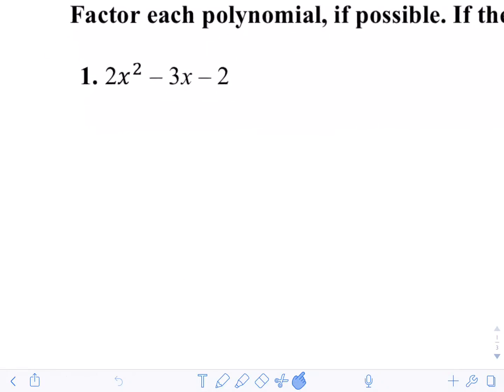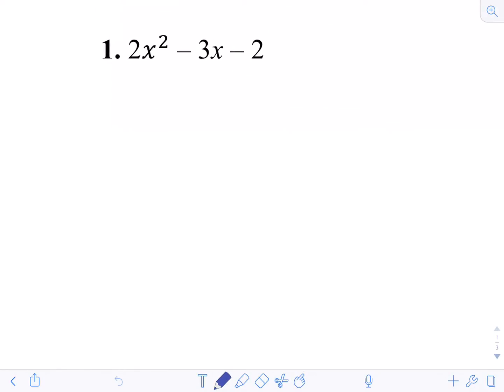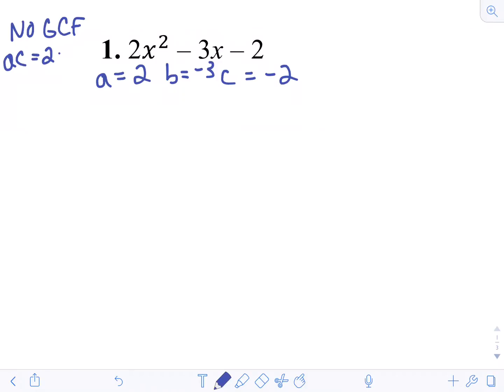First thing that you want to do is make sure that there is not a greatest common factor that you can pull out. Looking at this, there is no greatest common factor, so I'm going to write on here no GCF. After that, I'm going to label my A, B, and C. So A equals 2, B is -3, and C is -2. When you do your AC method, you have 2 times -2, so that's equal to -4.